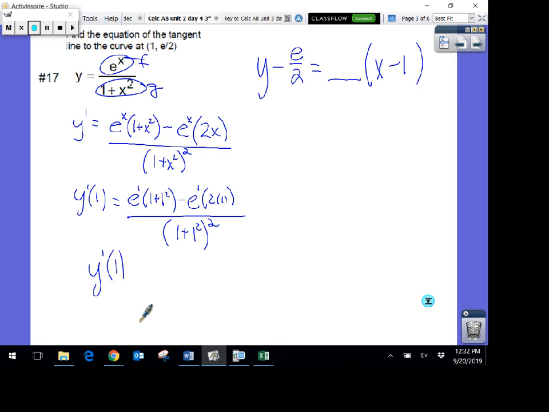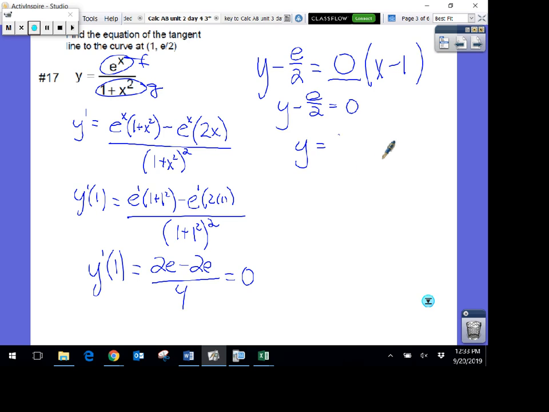So y prime of 1: 1 plus 1 squared, so we have 2e minus 2e over 4, which gives us 0 over 4, which is 0. So our slope is 0. So y minus e over 2 equals 0. Our equation is y equals e over 2. There's your equation of the line.